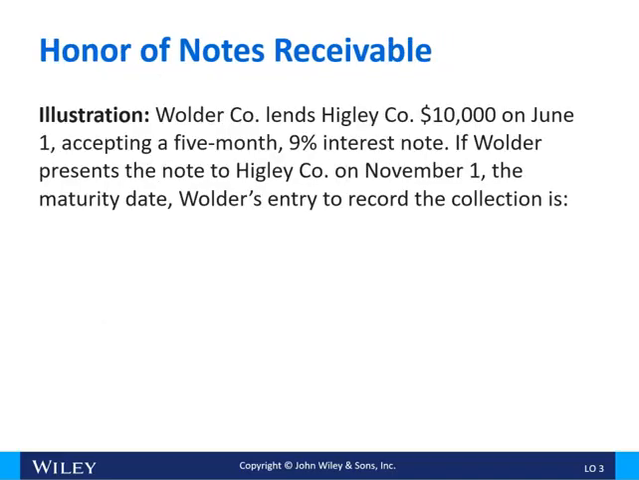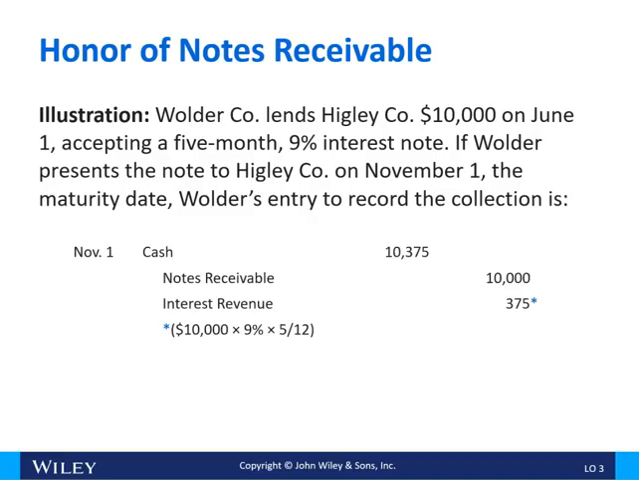Okay, we still could go after the maker and try to collect that cash, and we'll see how we do that. So Wolder Company lends Higley $10,000 on June 1st, accepting a 5-month 9% interest note. If the holder presents the note to Higley on November 1st, the maturity date, the entry to record the collection is as follows. We're going to debit cash, credit notes receivable, and credit interest revenue. Notes receivable gets credited for the face value of the note, $10,000. That's what we had set it up at when we accepted the note and lent the cash out.